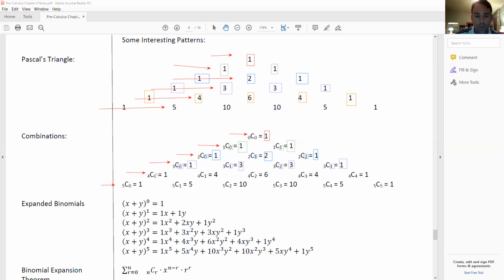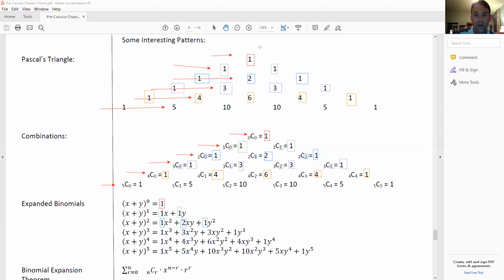So there's that 4th row, and here's the 4th row using the combinations. And again, it just pops up. Well, here's what math people saw. They said, okay, what if we start taking some x plus y and start taking them to exponents. If we take it to the 0 exponent, anything to the 0 exponent is 1. If we take it to the first exponent, you'd get 1x plus 1y. If you take it to the second, you get 1x squared plus 2xy plus 1y squared.